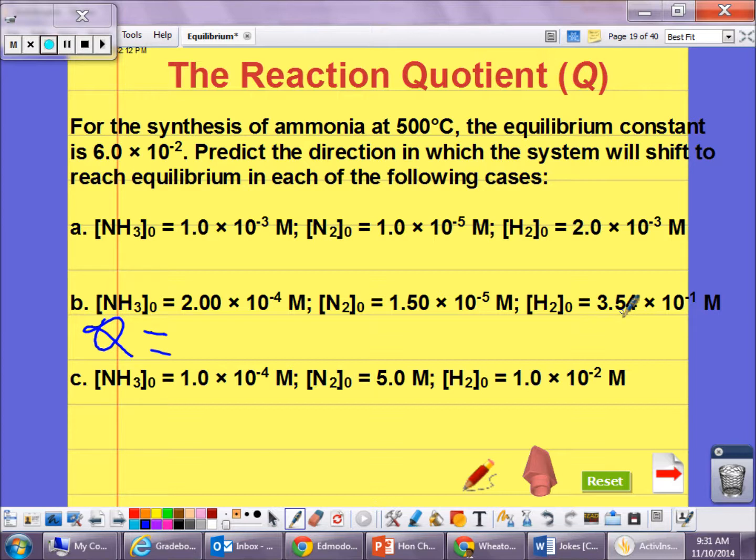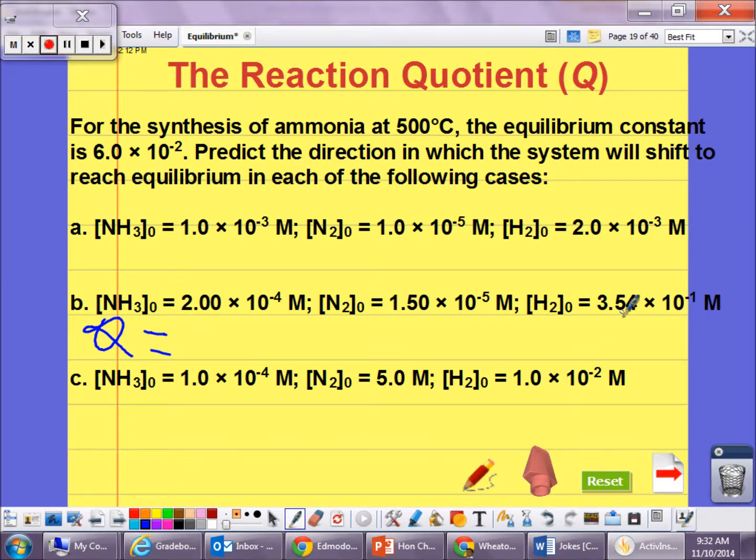Let's see how fast we can go. While you are doing the math, I can tell you, remember K is temperature dependent. The only time K will change for a specific reaction is if you change the temperature. As long as the temperature is constant, K for that specific equation will always be that K. Once you change the temperature, you change K.